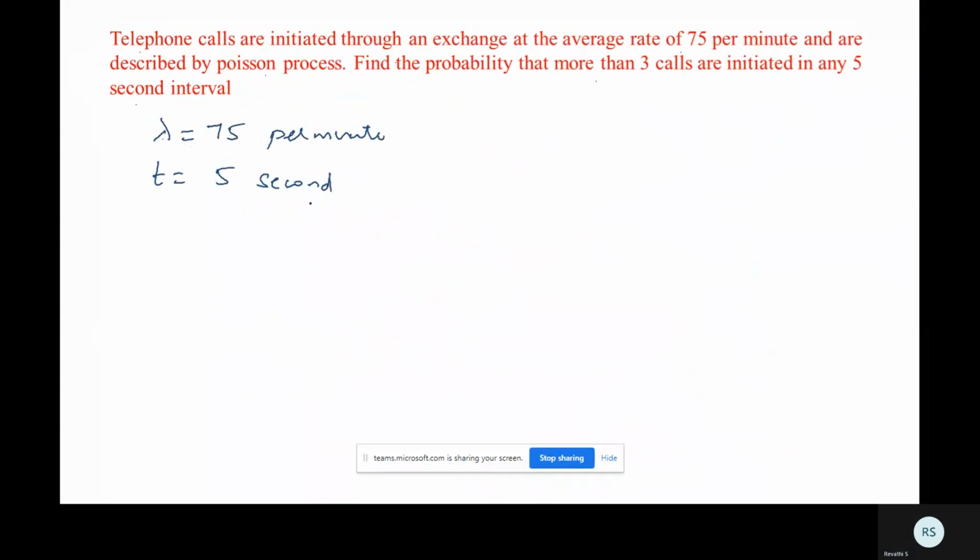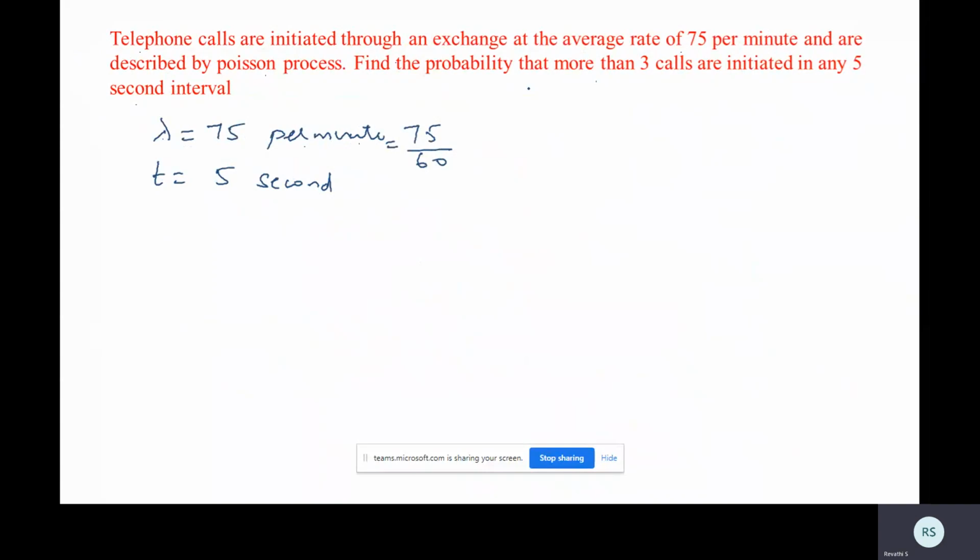So here again, what you need to do is ensure that both the units are the same. So 75 per minute is given, and you have to convert this into seconds. So you can write it as 75 by 60 per second. Okay, so 5 seconds. Understood?